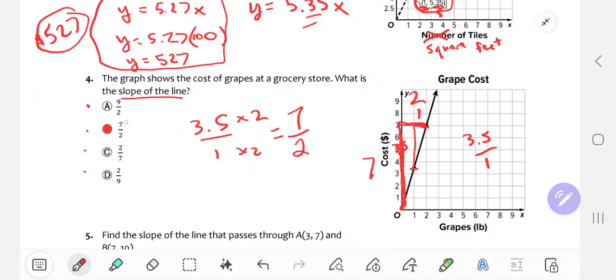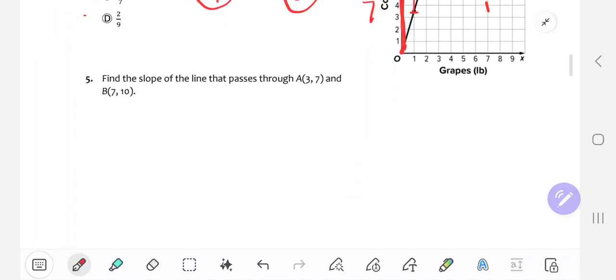All right, so it might have confused you at first, but then you can see how we have to look for equivalent ratios. So this has to be equal to one of these equations that they give you. So this is the one. All right, moving on.